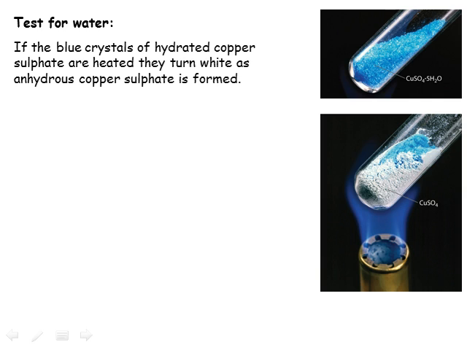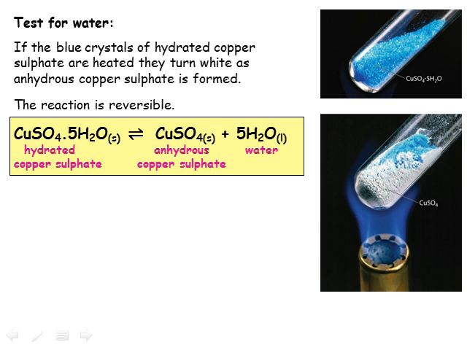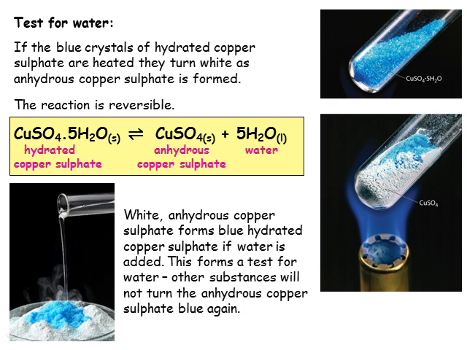Another reaction that is useful because of its reversible nature is the use of copper sulphate as a test for water. Blue copper sulphate crystals are hydrated, containing 5 waters of crystallization. If we heat these crystals, they turn white as the water vapour is given off and the copper sulphate becomes anhydrous. The equation shows that hydrated copper sulphate can be heated to make it anhydrous, and because it's reversible, anhydrous copper sulphate will react with water to become hydrated again. This means that if we add water to anhydrous copper sulphate, it will turn blue as the crystals become hydrated, and this forms a useful test for the presence of water.